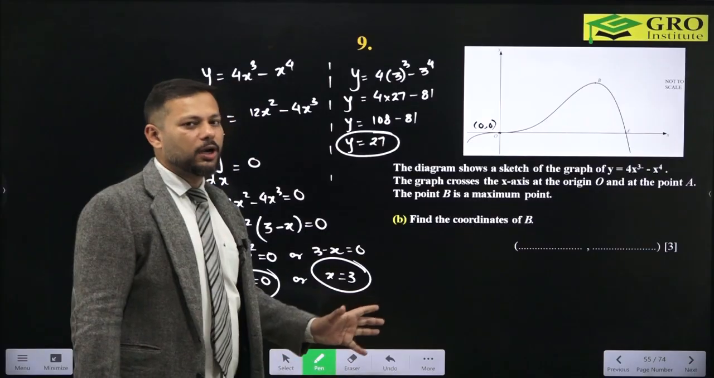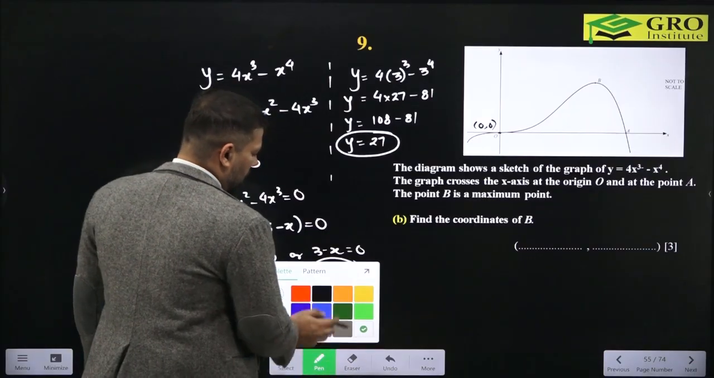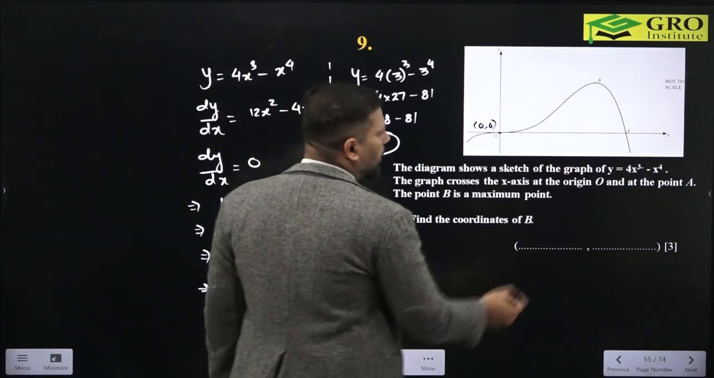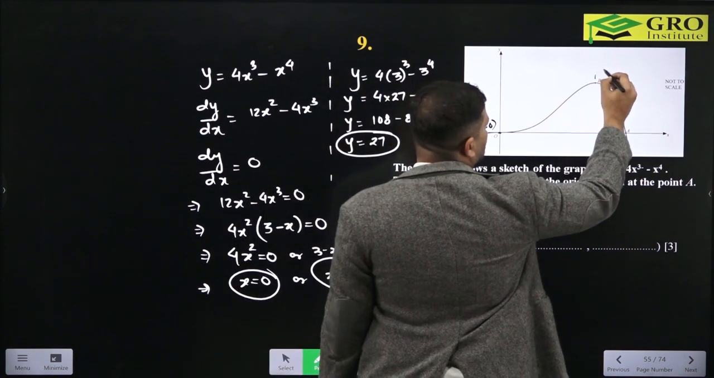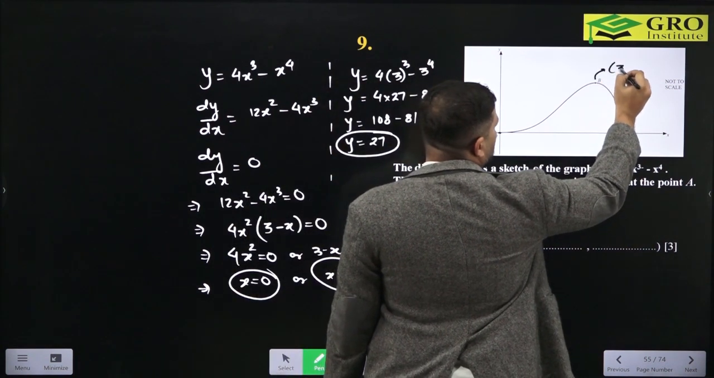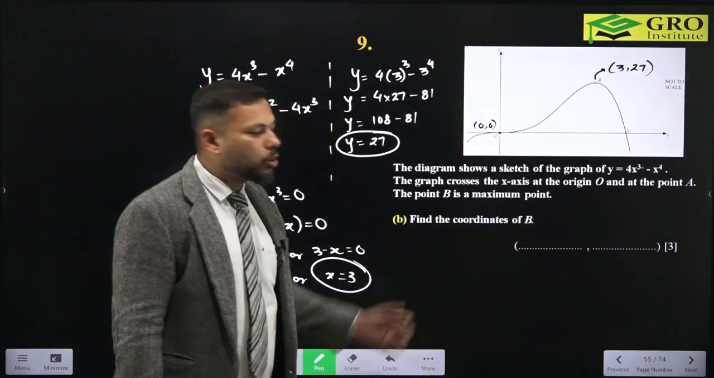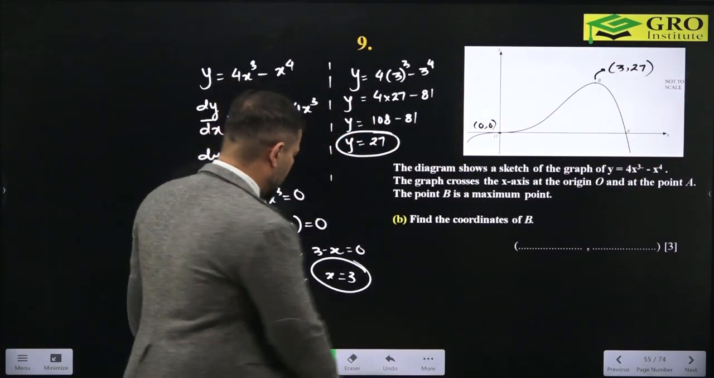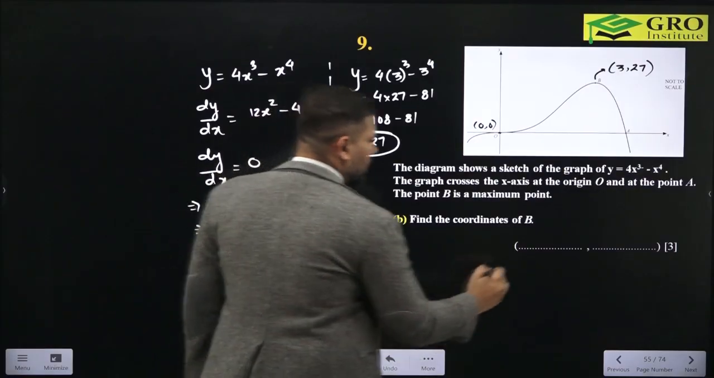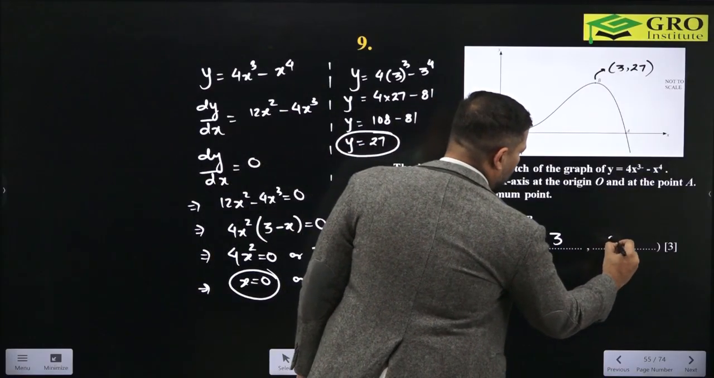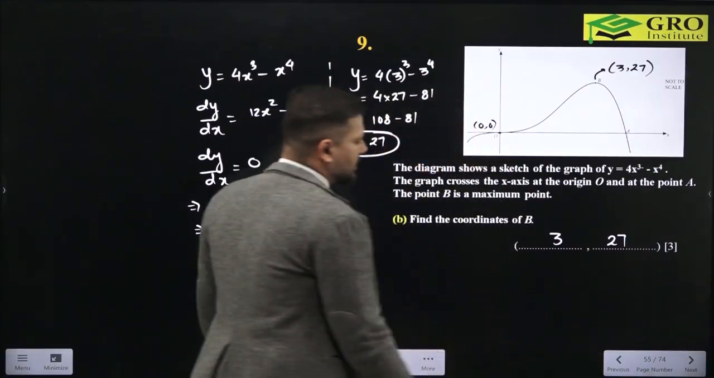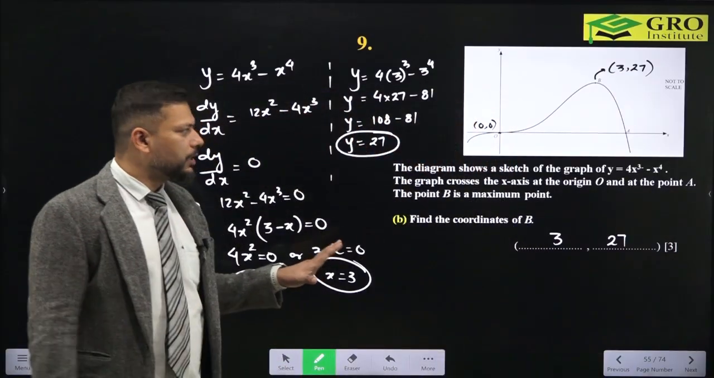So x equals 3 comma y equals 27. That is the coordinate of point B, isn't it? And if you look at it, this point B is actually 3 comma 27. This is the coordinate of point B. Let us write that over here. The answer is 3 comma 27. Right? So I hope this part is also clear.